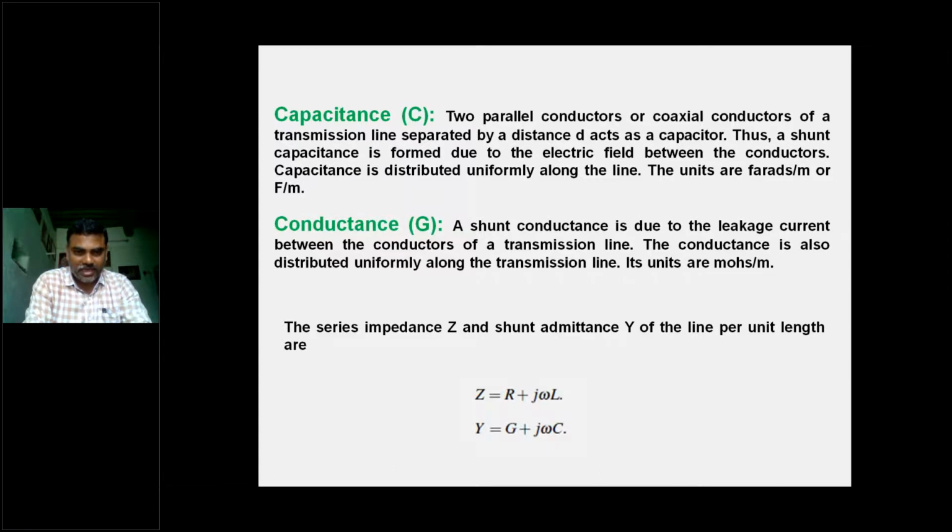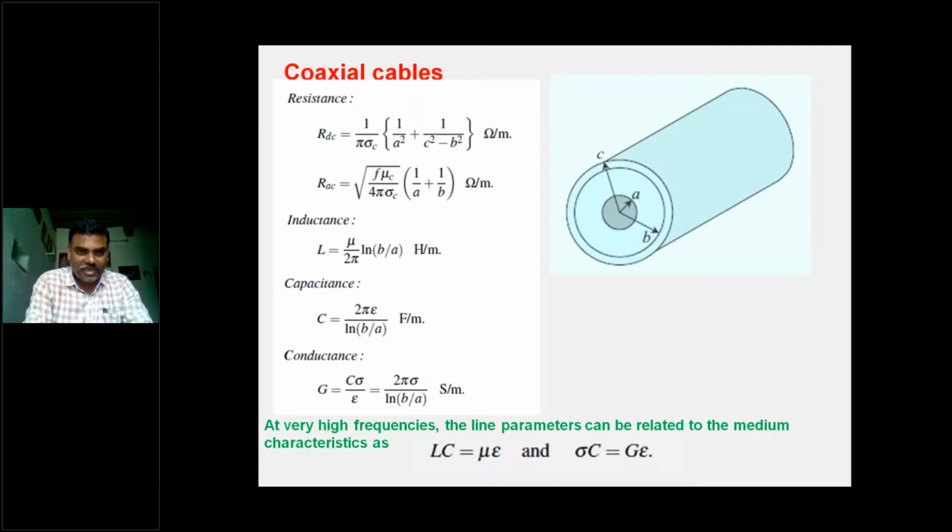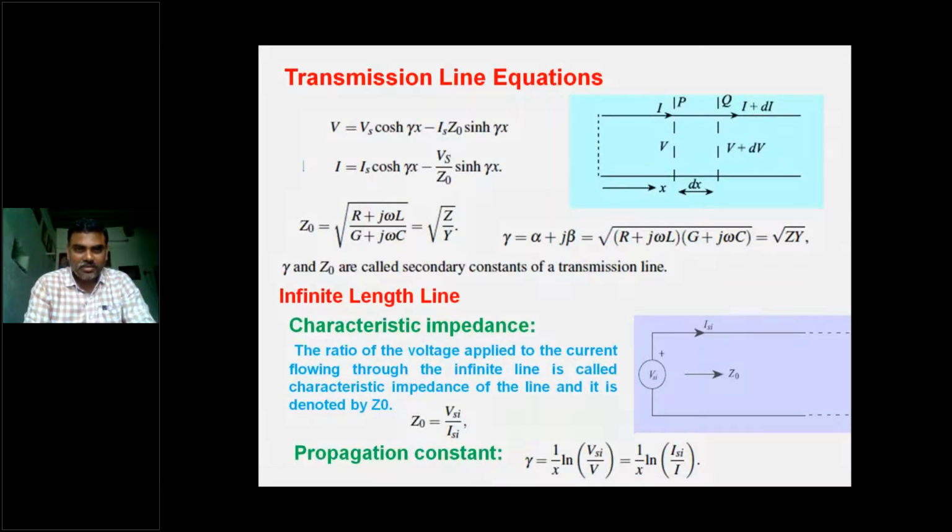So here series impedance and shunt admittance. And for the parallel line, we have the derivations for R, L, G, and C. And for the coaxial cable, the resistance, inductance, capacitance, and conductance expressions. So to write the transmission line equations, we have to consider the sending side and receiving end.